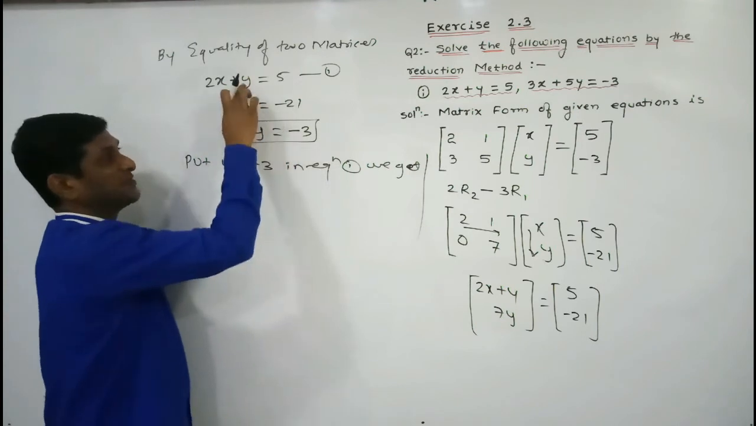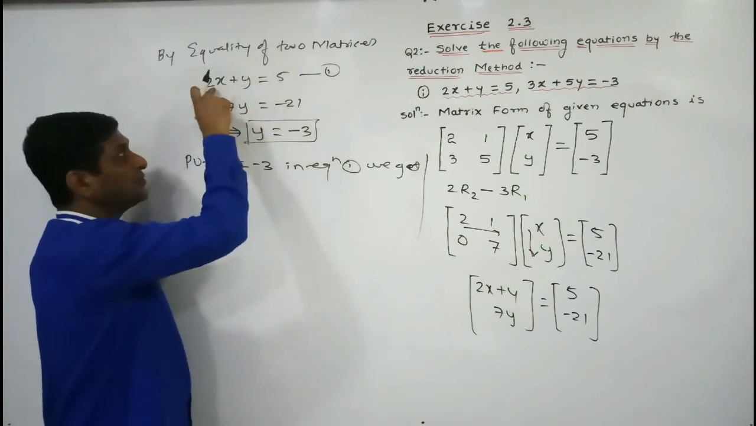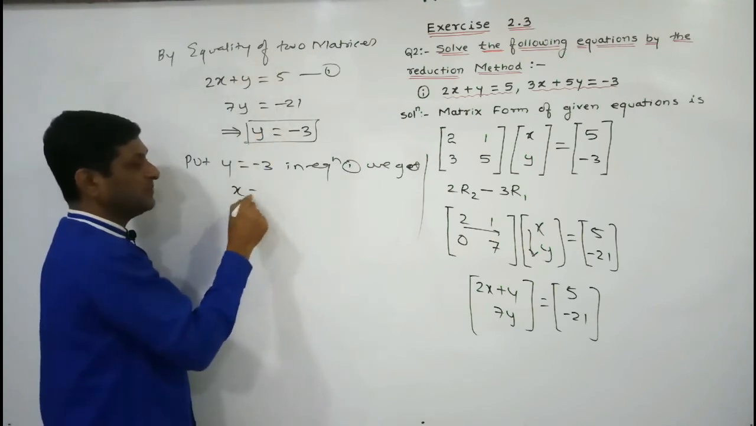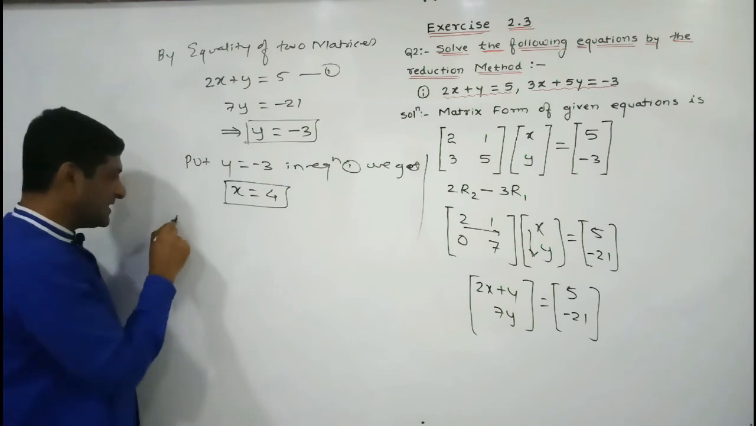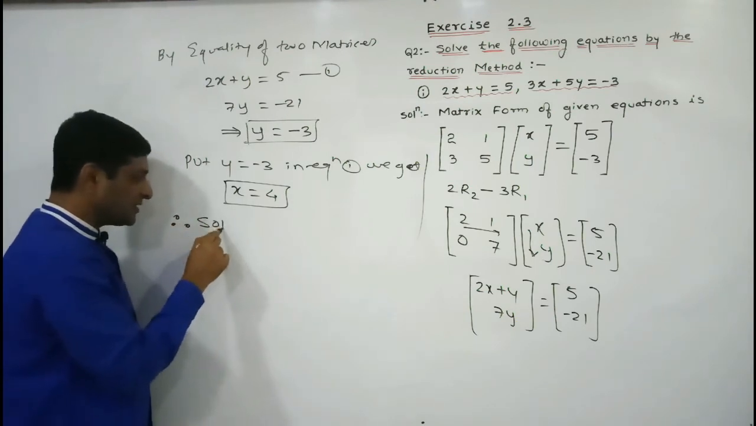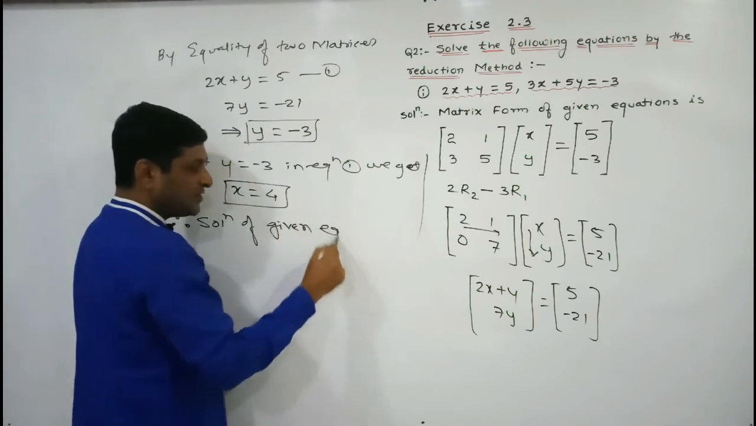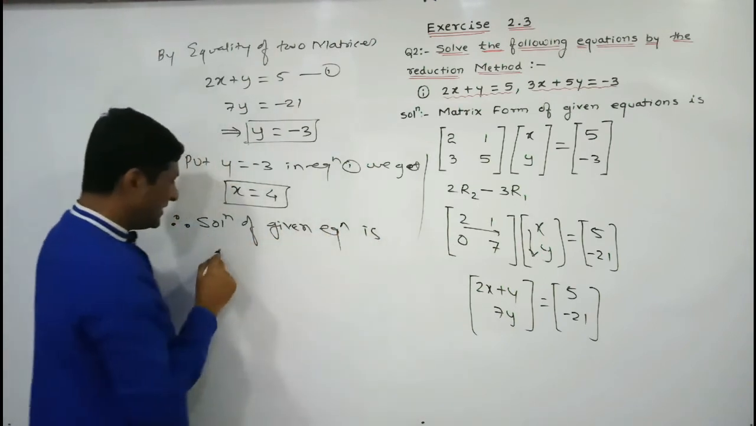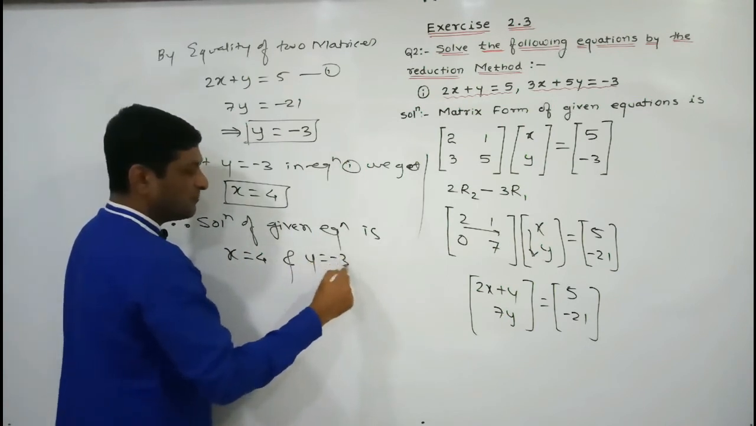Replace y by minus 3. Minus 3 on this side will become plus 3. So 5 plus 3 is 8. 2x is equal to 8, which means x will be equal to 4. In this way we have got the value of x. So we can say that the solution of the given equation is x is equal to 4 and y is equal to minus 3.